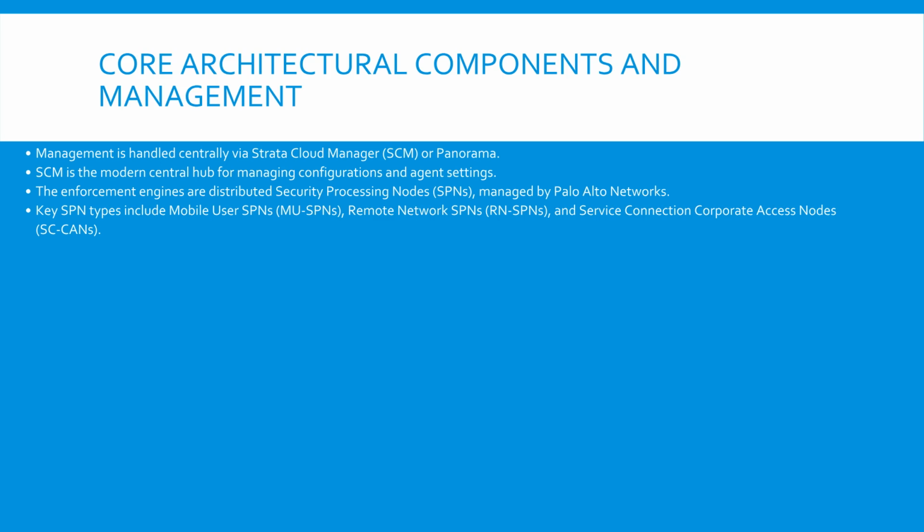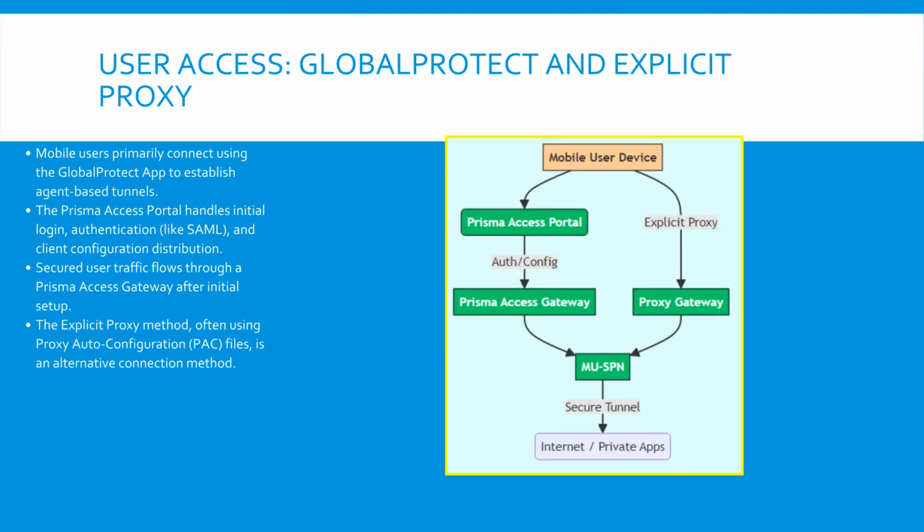What did we learn? We learned the core management platforms, SCM/Panorama, and the physical security engines in the cloud called Security Processing Nodes, SPNs. The important point is that Prisma Access uses specialized nodes, MU SPNs, RN SPNs, SCCANs, to deliver dedicated security functions based on the connection type. Let us focus now on how individual mobile users securely join the Prisma Access environment, building on the concept of the MU SPNs introduced in the previous slide.